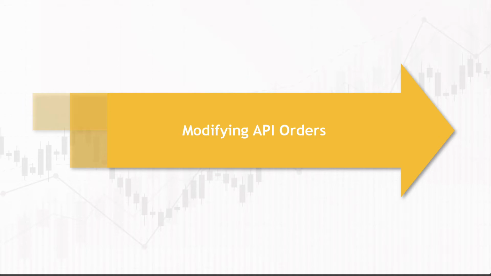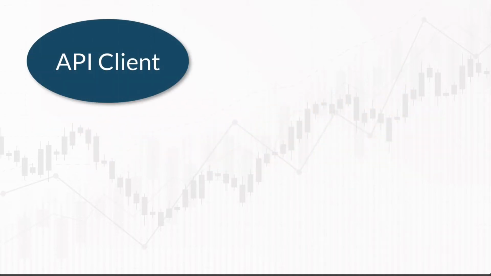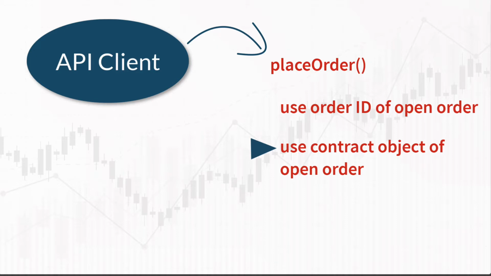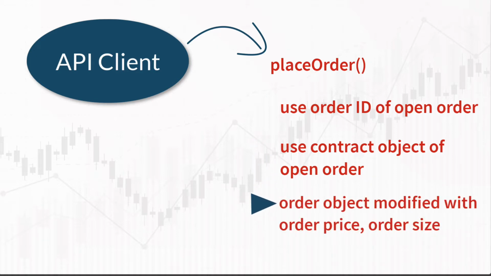Orders can also be modified from the API client. To modify an open order, an API client would invoke the same placeOrder function with the same order ID of the open order, and also use the same contract object that's already in the open order and the order object, but only slightly modified to have the field changed which is to be modified. Generally, this could only be the order price or the order size.